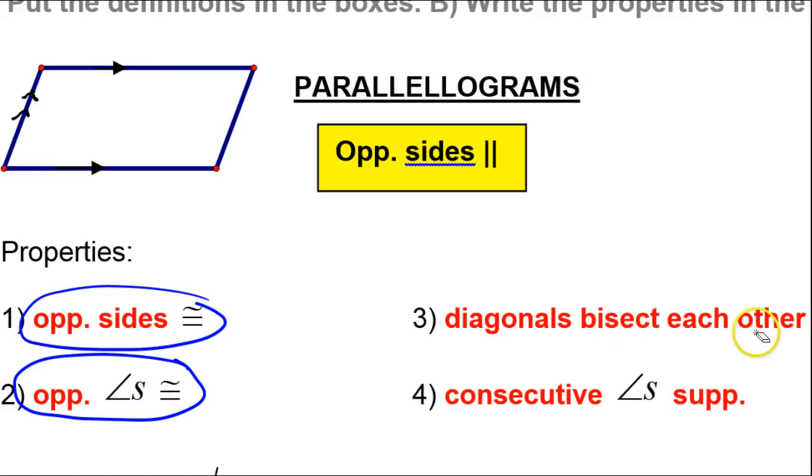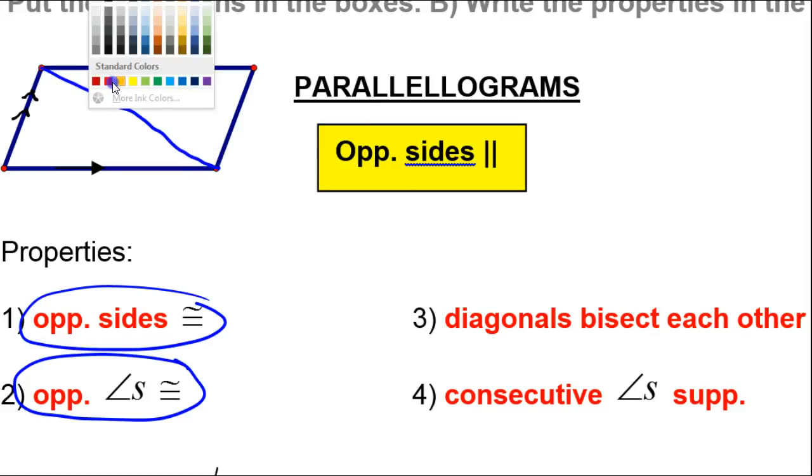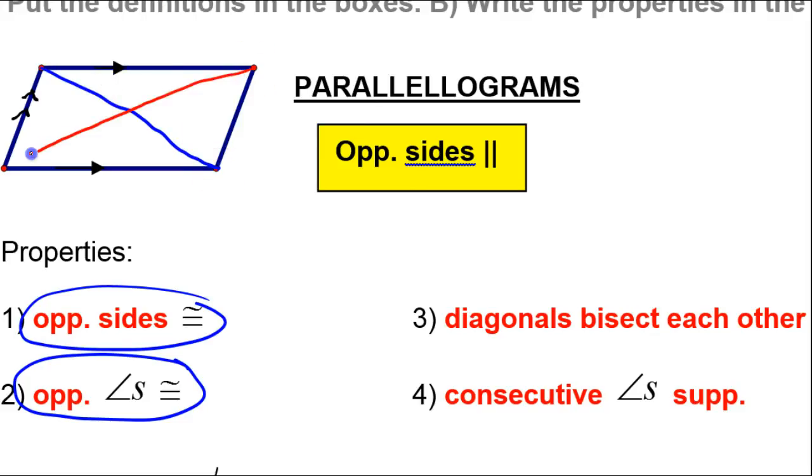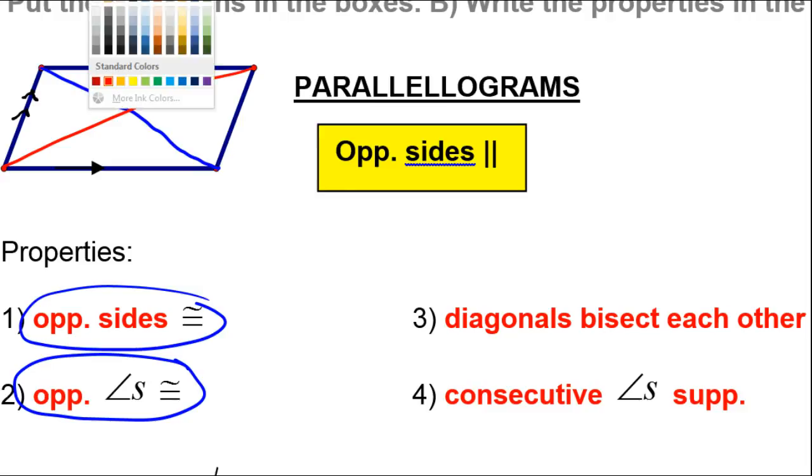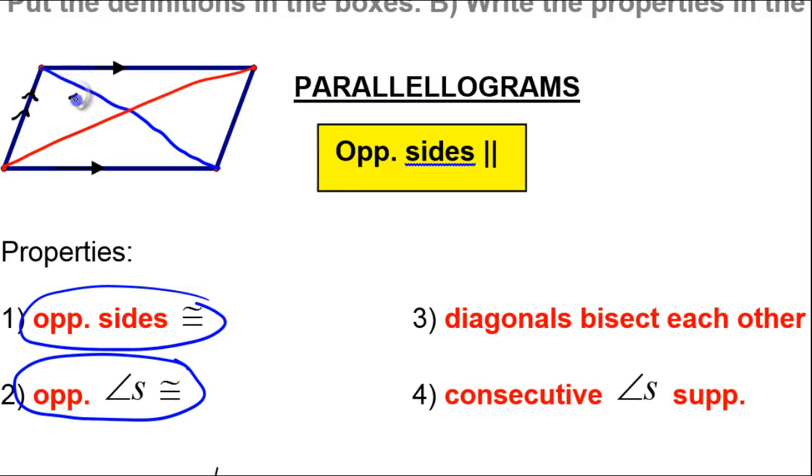Here's another property of parallelograms. Diagonals bisect each other. Bisect means cut in half. So when I say diagonals bisect each other, what I mean is, for example, if this is 5, then this is 5. They cut each other in half. If this is 6, then this is 6. In other words, this point is the midpoint of the blue segment, and it's the midpoint of the red segment. So diagonals bisect each other. They cut each other in half. And one more property.